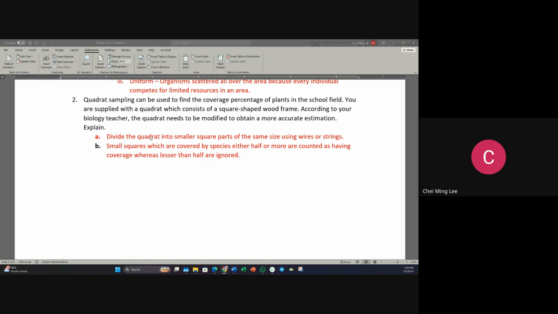First, we can divide the quadrant into smaller squares of the same size by using wire or strings. And the small squares which are covered by the species either half or more are counted as having coverage, whereas those lesser than half are ignored. So it means that more than half we calculate as whole. Less than half, we do not calculate it.